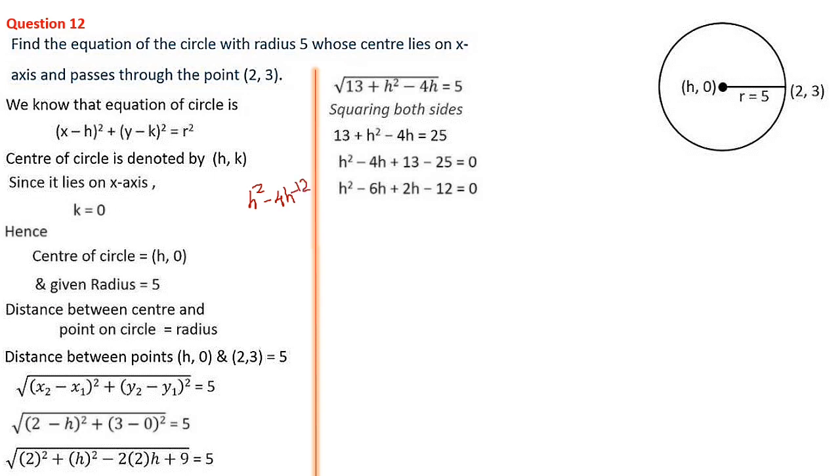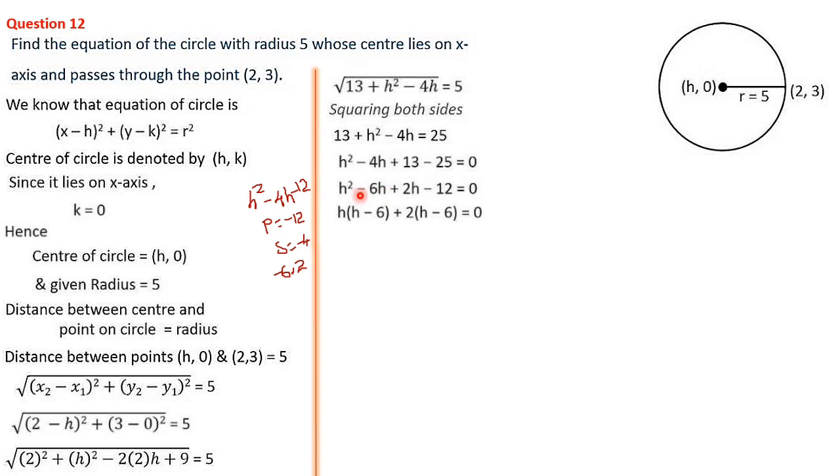Here the product is the first and the last term, that is 1 into minus 12, that is minus 12. Then the sum is the middle term, that is minus 4. So the numbers are minus 6 and 2. Minus 6 plus 2 is minus 4, and minus 6 into 2 is minus 12. That's why we have split minus 4h as minus 6h plus 2h.